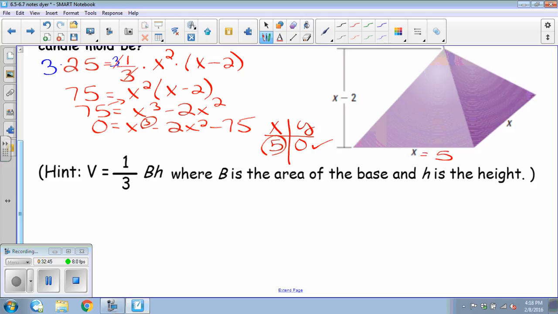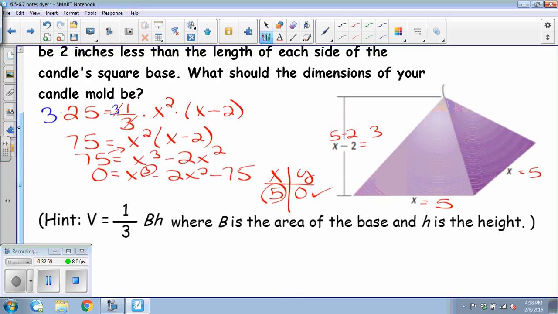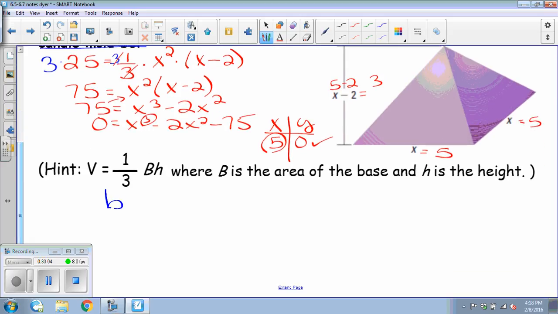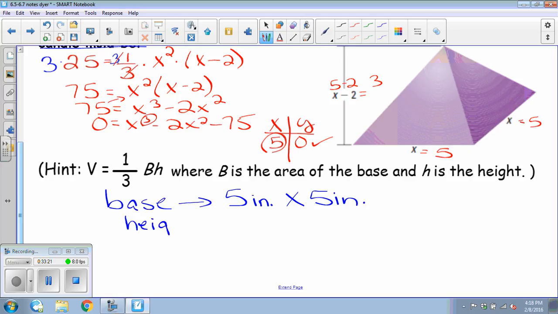So that means the length and the width of the base are both 5. And that means the height is 5 minus 2, so the height is 3. So that answers our question. The question that it asks us is, what should the dimensions of your candle mold be? And so the dimensions for the base are 5 inches by 5 inches. The length is 5 inches and the width is 5 inches. And the height has to be 3 inches.